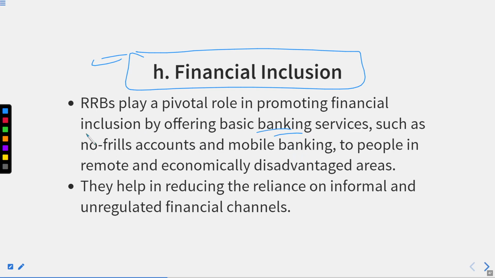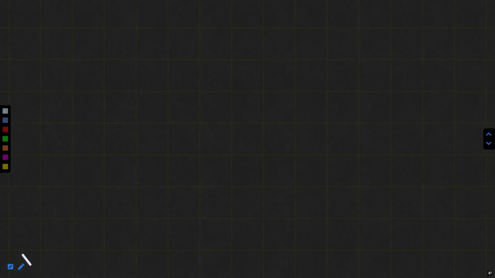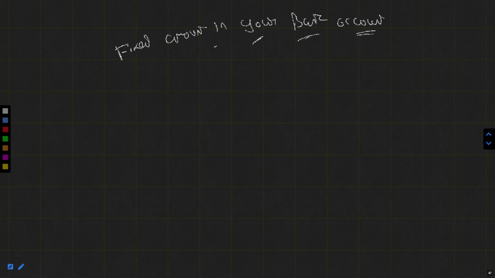basic banking services such as no-frill accounts. It is also called a zero balance account. Okay, so what is the significance of this? Generally, if you go to the traditional banks, most of the time they ask you to maintain a fixed amount in your bank account. Suppose you had opened your bank account with XYZ. Alright, so XYZ said you are having your savings account. In this account, at every point of time, the minimum balance should be rupees 10,000. If you go below 10,000, then it means that you have breached the agreement.